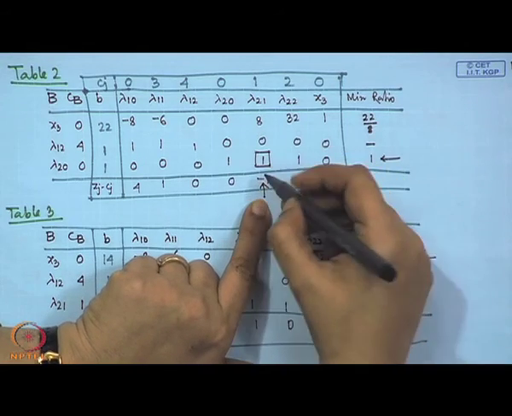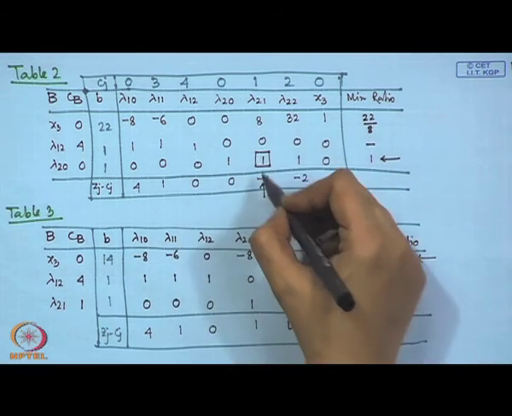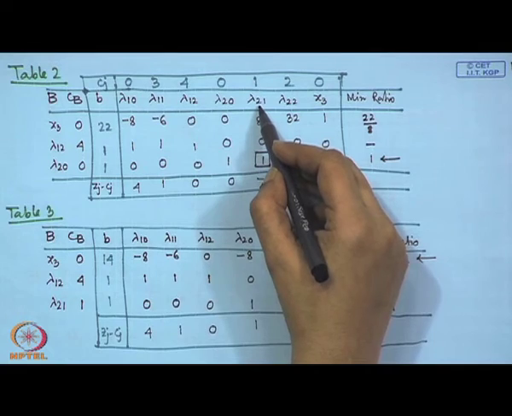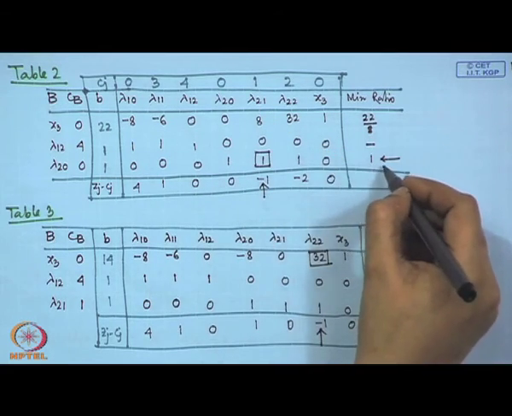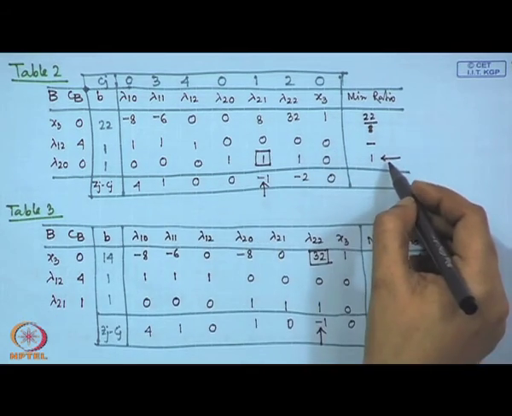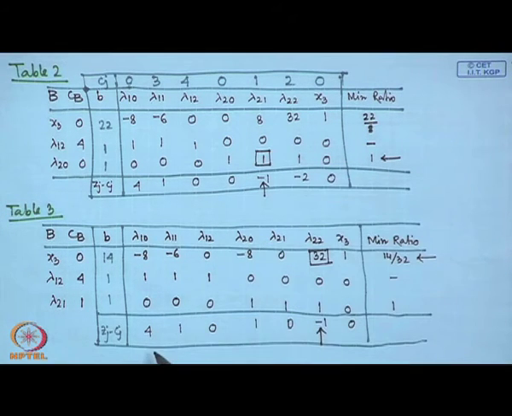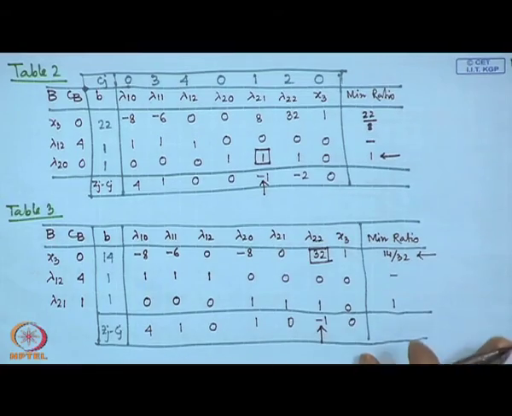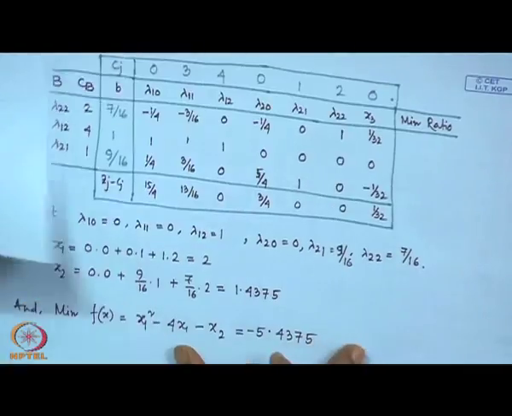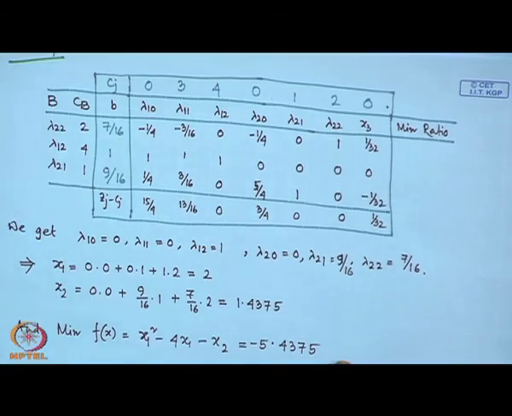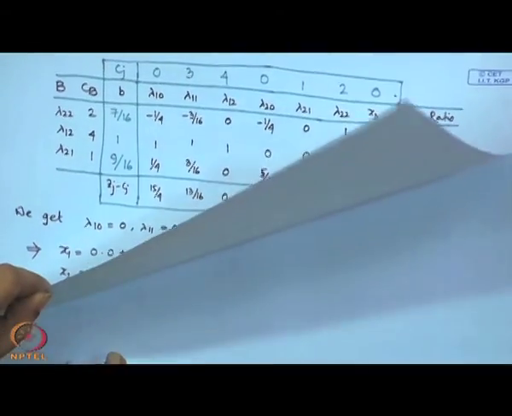And minus 1, as we see, if lambda 21 is the entering variable in this case, thus we can accept it, and 1 is the pivot element. We are moving to the next, and here only one minimum is there, that is why we can select this as the entering variable lambda 22, and we will proceed to the next table, table 4, and the next table gives us the optimal solution like this.